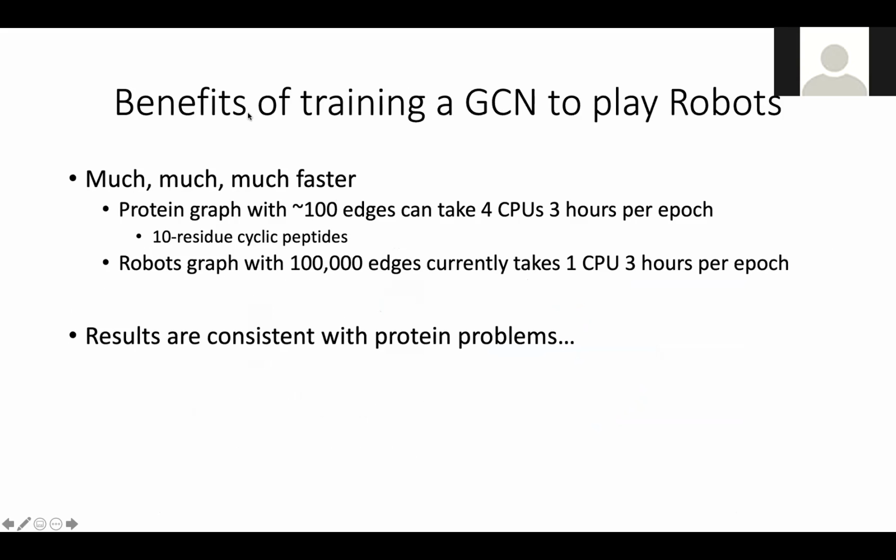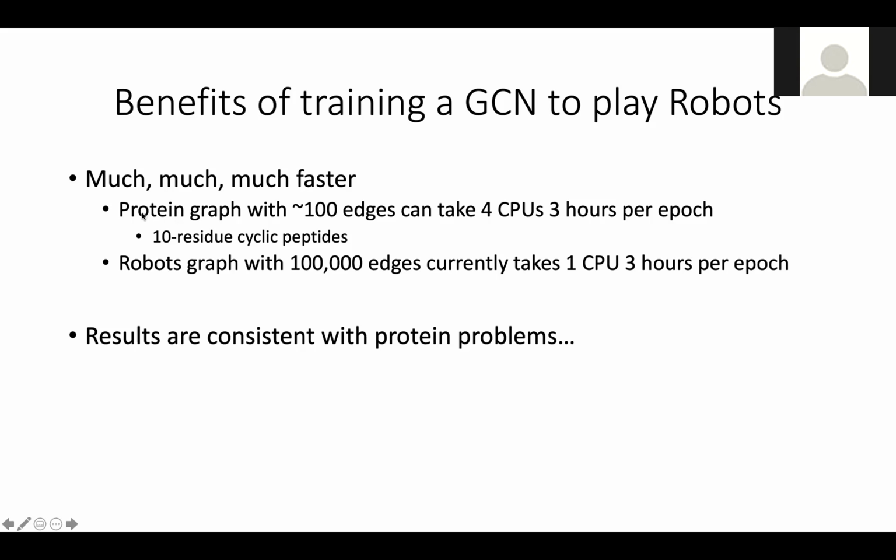So there are a few benefits to this. Why do we do this? It's much faster to train a GCN on a robots board than it is on a protein. Just to give a sense of scale, a lot of what we do at Menton are very small, 10 residue cyclic peptides. And I'm outing myself as I usually train neural networks on CPUs instead of GPUs. You can get away with it on small ones like this.